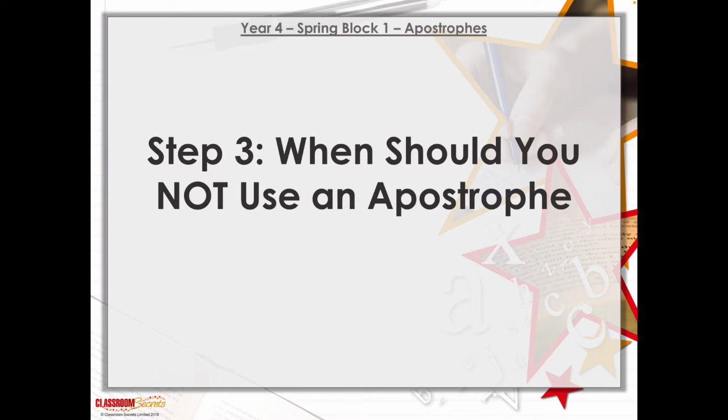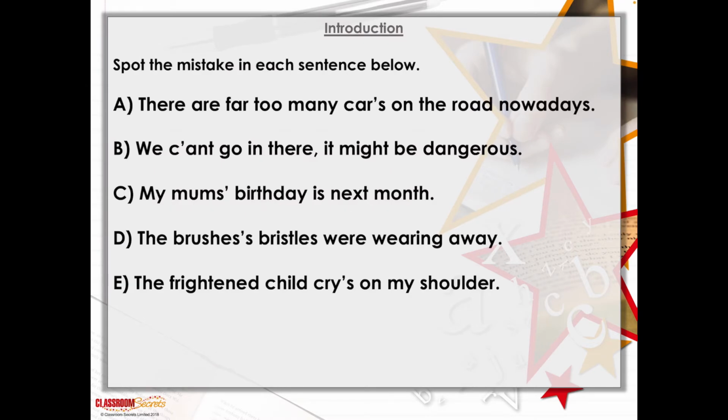So let's have a little look at some examples. I'd like you to read through these sentences and see if you can spot the mistakes yourself. So I'm just going to give you a minute to do that. Okay, so let's go through each sentence one at a time.